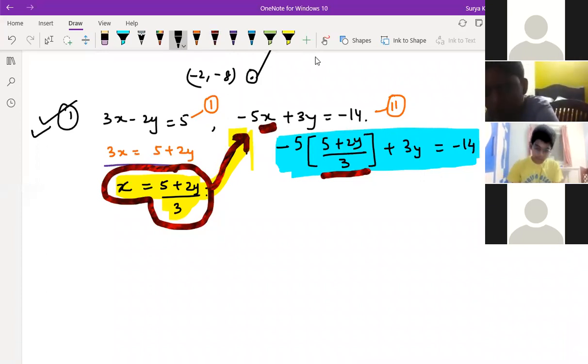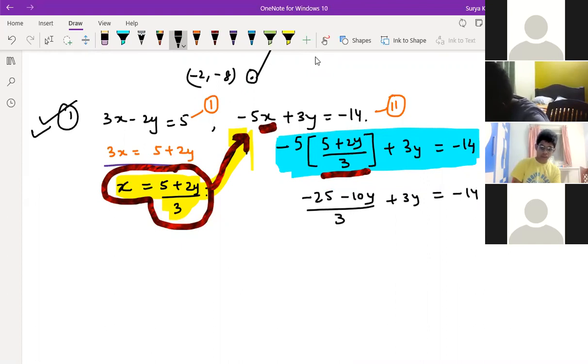First you multiply this 5 inside. What do you get? 5 fives are 25. Minus 25 minus 10y divided by 3 plus 3y is equal to minus 14. Till here it's clear. Children, don't solve it by yourself, you will surely make mistakes. All of you see on the whiteboard. First try to understand whether what you are thinking is matching with this answer or not.